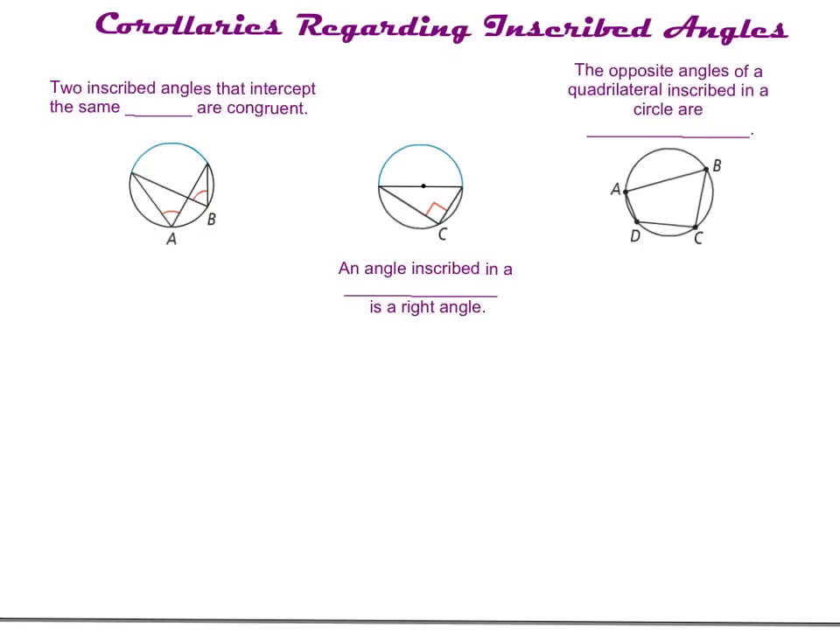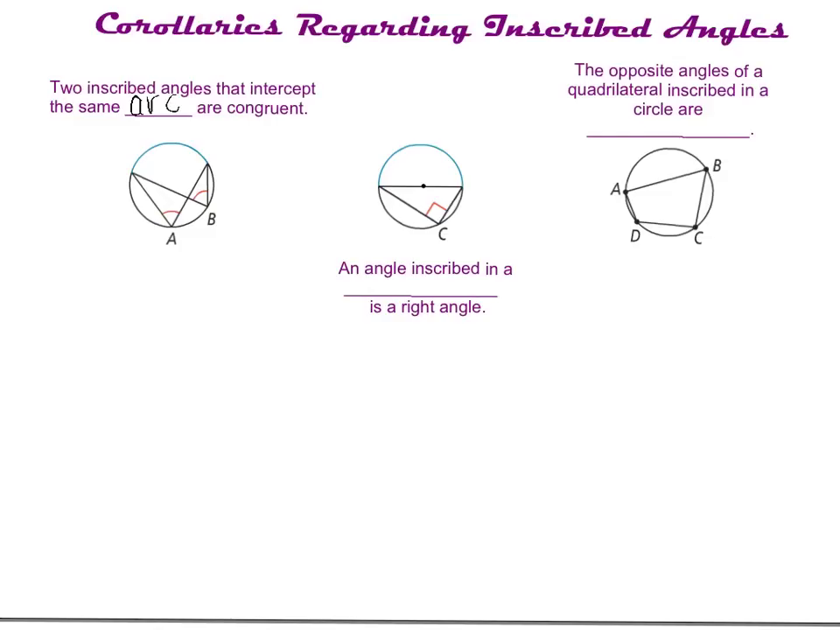Now let's take a look at some corollaries regarding inscribed angles. This first one says two inscribed angles that intercept the same arc are congruent. So notice that this inscribed angle and this inscribed angle have that same intercepted arc, and therefore their angles are congruent. So we're going to write arc right here.